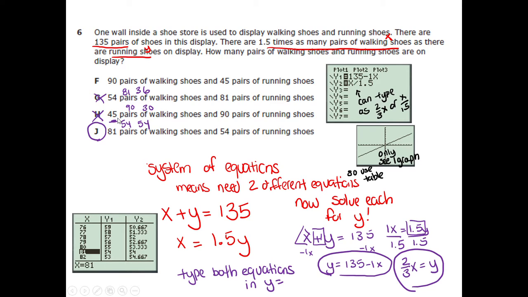Now you can go to each one of these numbers, start with 45, and then see if you see 90 twice, but you don't. You see 90 and 30. And then go to 54 and see if you see 81 twice, but you don't. It's only at 81 where you see 54 on both Y1 and Y2. So we know that J is our answer.